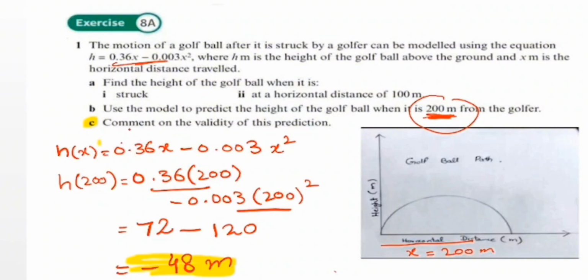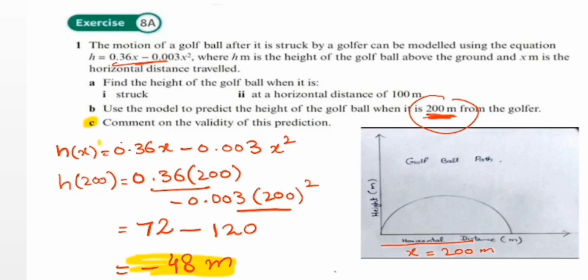In part C, they have asked us to comment on the validity of this prediction. Now this result, minus 48 meters, suggests that the golf ball would be 48 meters below the ground at the horizontal distance of 200 meters. Physically, this doesn't make sense because a real golf ball wouldn't go below the ground level.